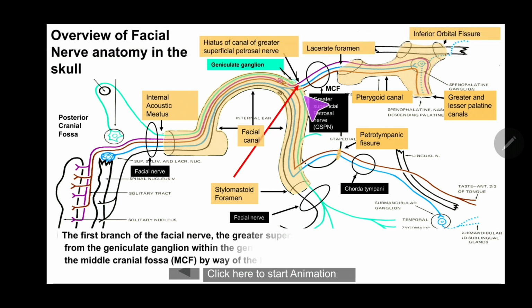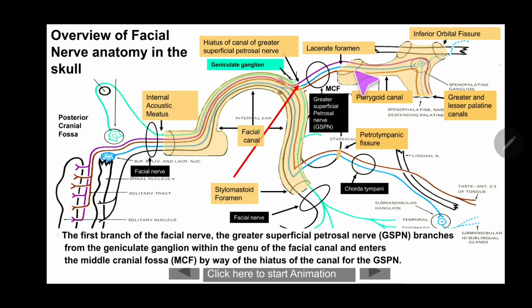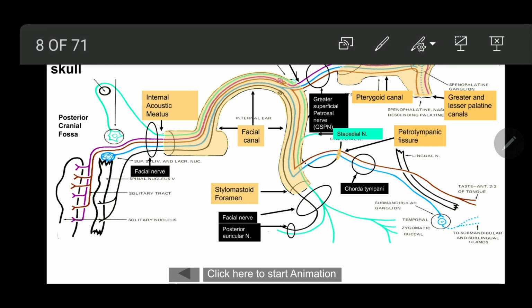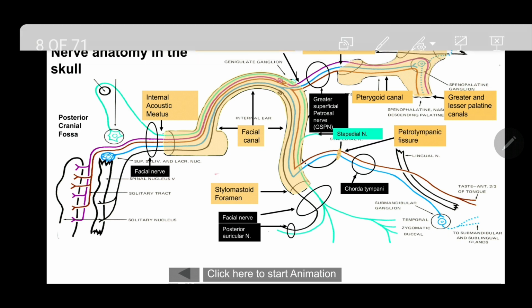Now this one is the greater superficial petrosal nerve. The first branch of the facial canal, the greater superficial petrosal nerve, branches from the geniculate ganglion within the genu of the facial canal and enters the middle cranial fossa by way of the hiatus for the greater petrosal nerve, the canal for the greater petrosal nerve. That is all the description about this.